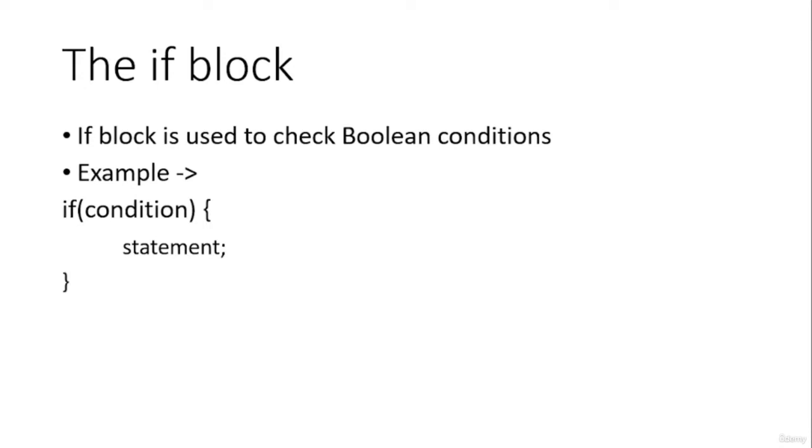The if block is used for evaluating specific Boolean conditions. The syntax is if followed by the Boolean condition, and in the braces we have to write the statements which we need to execute if the condition is successful. So that is the syntax of the if block.